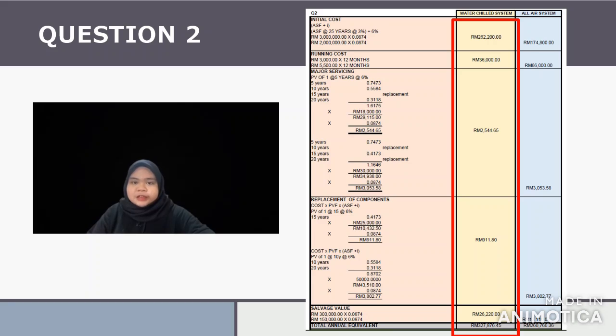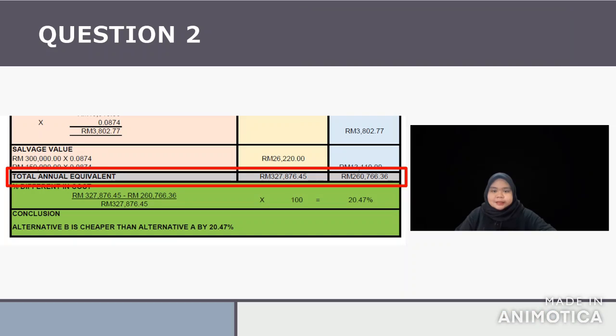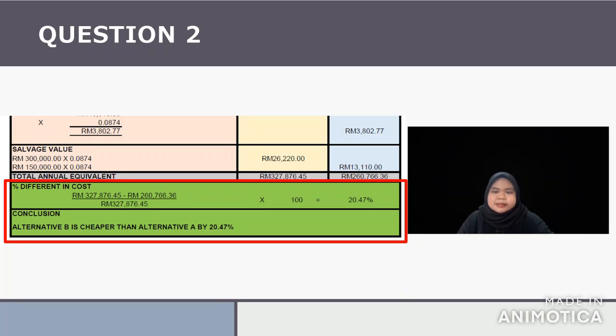Then, after finishing calculating everything, the total cost of each alternative needs to be summed up to calculate the total annual equivalent. This figure here shows the total annual equivalent for each alternative. The last step is to calculate the percentage difference in cost. The formula is shown in the figure here, where the big number minus the smaller number is divided by the big number. Then the answer needs to be multiplied by 100 in order to find the percentage.